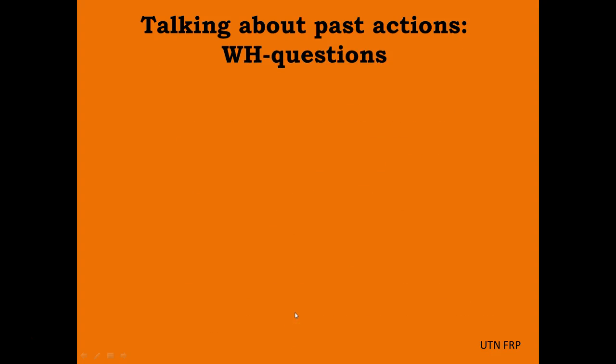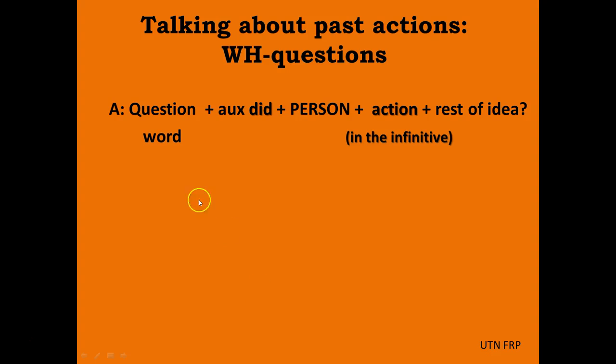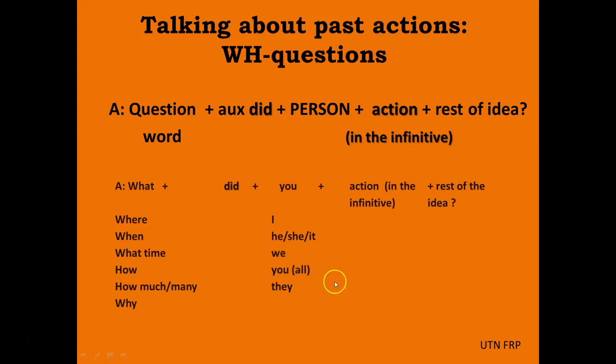Let's see some examples with WH questions. This is the formula. We say question word, the auxiliary did instead of do or does, the person, any person, the action in the infinitive and the rest of the idea. So here we have, for the question word, what, where, what time, how much, how many, why. The auxiliary verb did. For all the persons, we use did. There's no distinction between do, does. Now it's did for every person. The action in the infinitive and the rest of the idea.